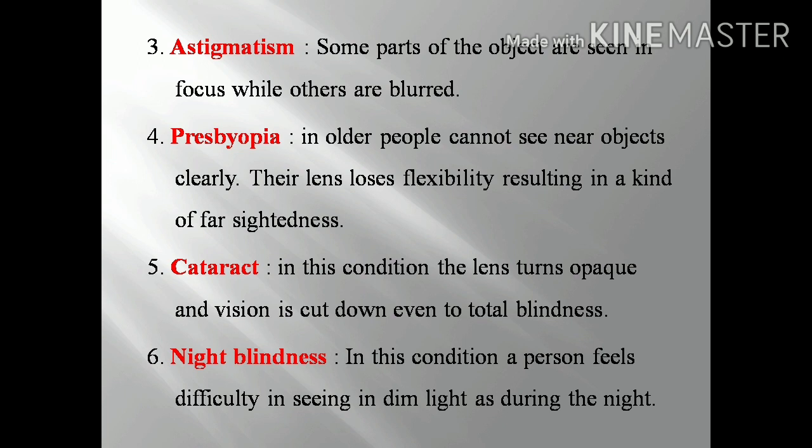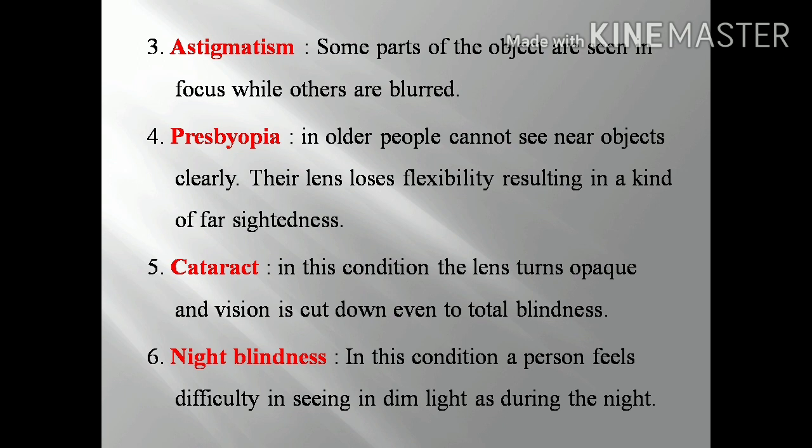In this condition, they cannot see nearer objects clearly. Especially it affects older people. Their lens loses flexibility, resulting in a kind of farsightedness. So that's why they suffer from farsightedness, especially older people. This again is corrected by using a convex lens. We can correct this defect by using a convex lens.